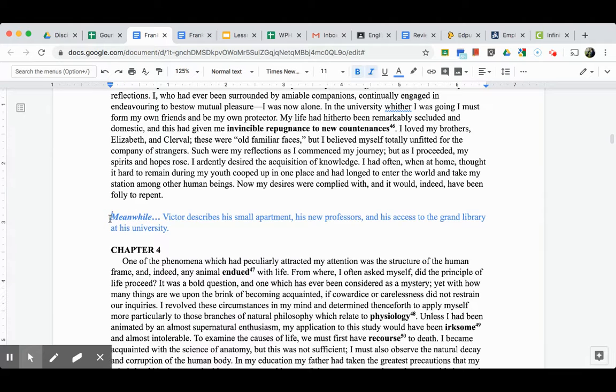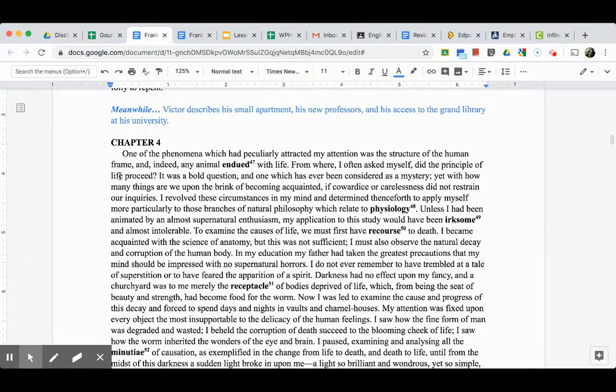And I cut out a section where it just talks about him getting to his small apartment. He meets his professors, and one of his professors sees his promise as a scientist and gives him access to this huge library with tons of resources. So now Victor is at college, at university.